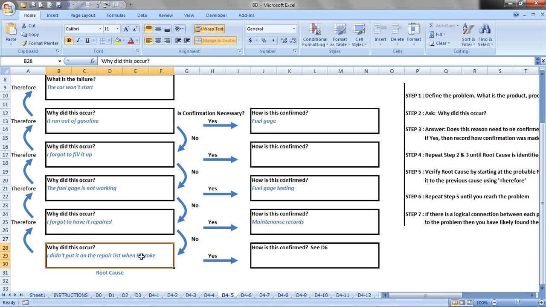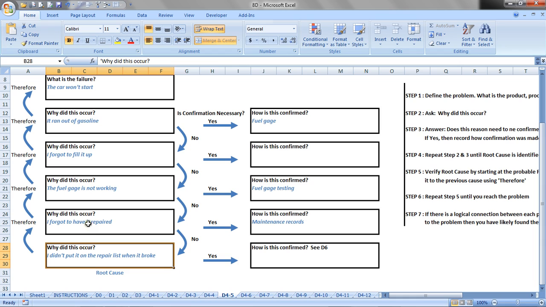Now, there is one little technique you can use to assure yourself that successive statements were logical. And we do that by using the therefore technique. So I'm going to start now at the bottom, not at the top, but at the bottom. And I'm going to see if there's a logical connection between this statement and the one adjacent to it. So I didn't put the fuel gauge on the repair list when it broke. Therefore, I forgot to have it repaired. So if those two statements logically connect, then I'm pretty well assured that one is the result of another.